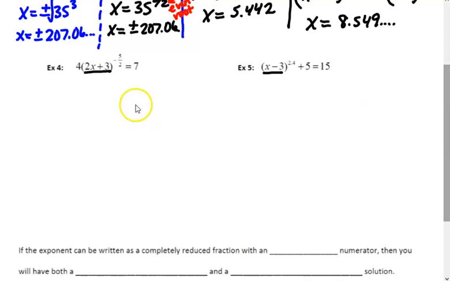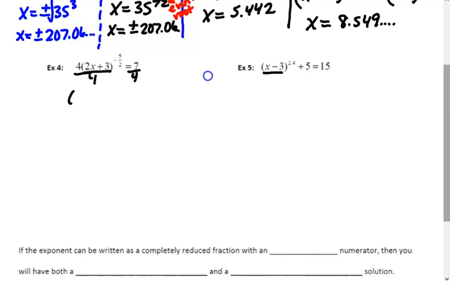Now, the next two problems just involve an extra step or two, but they're basically the same idea. I need to isolate the base. I cannot distribute 4, remember, because there's an exponent here, and the exponent takes precedence. On this type of problem, you just want to divide by the coefficient. So I'm going to divide by 4 on both sides.